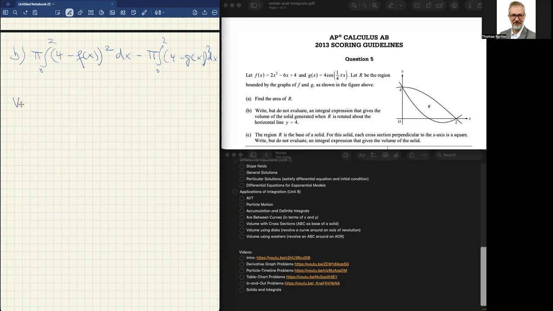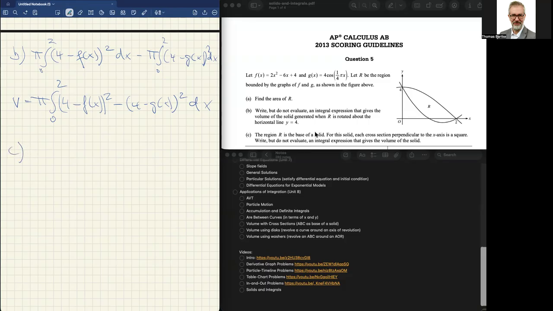So volume, you can simplify it, but you don't have to actually. Since all of the boundaries and the pi factor are the same, you can say 4 minus f of x squared minus 4 minus g of x squared dx. So either of those forms of the volume are acceptable and correct and give you the full points.